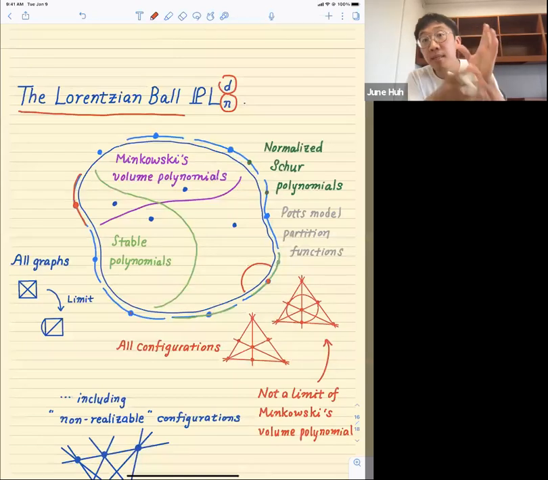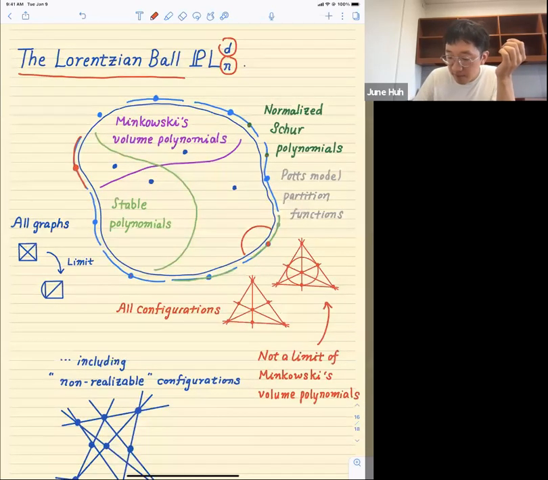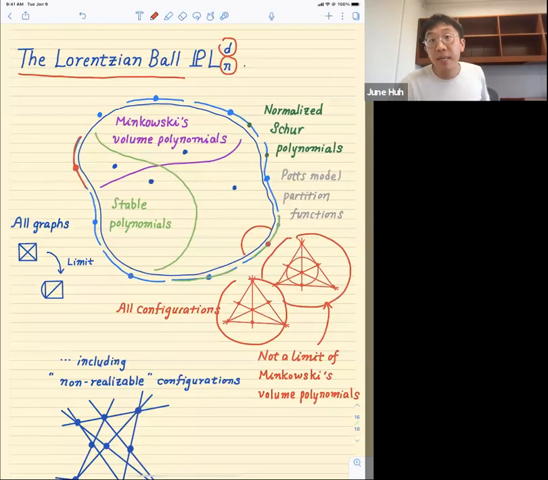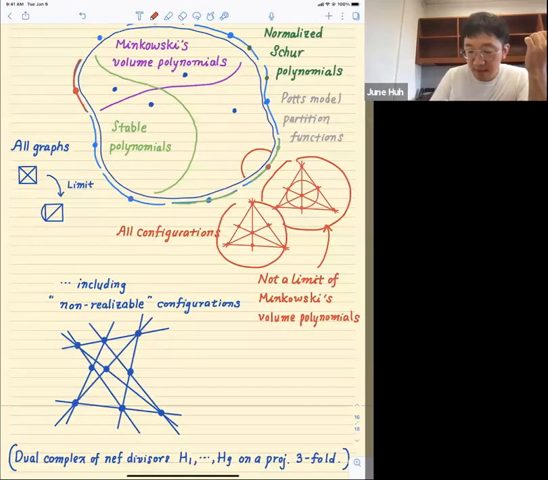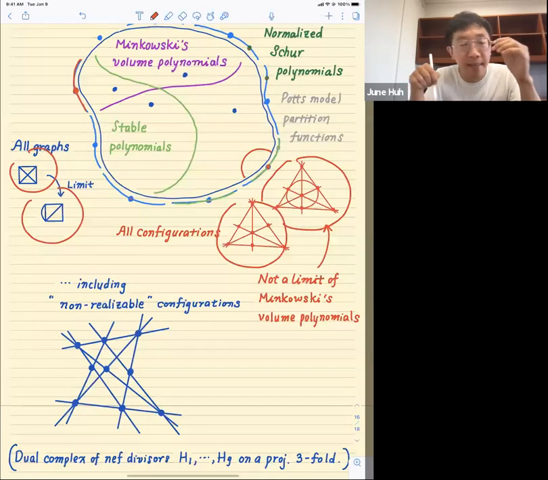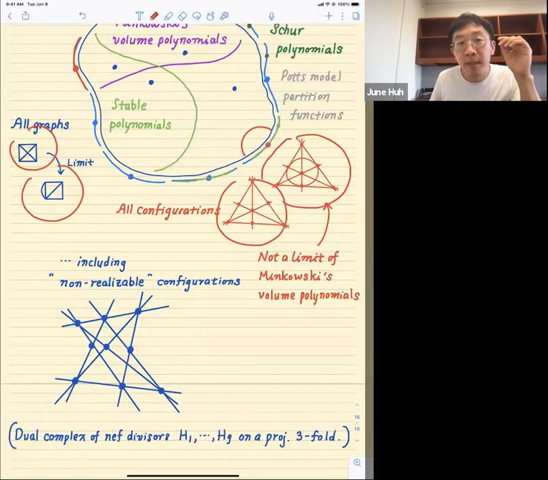And the way these pieces are organized shows you interesting information on degeneration of Lorentzian polynomials, like a configuration degenerating to a configuration with one less basis, and so on. But since it includes all the matroids, in particular, it includes all the graphs as you increase d and n, but it also includes all the so-called non-realizable configurations, like the one you see here.